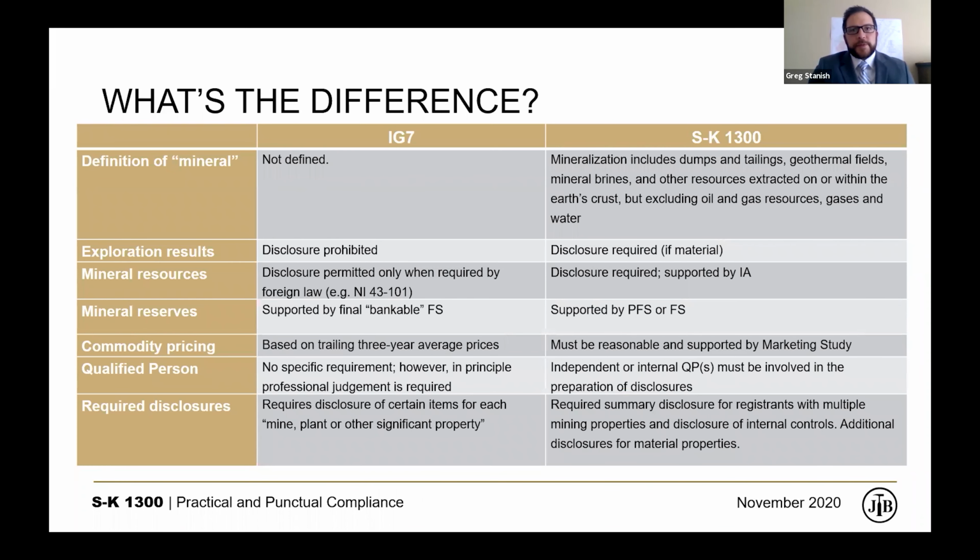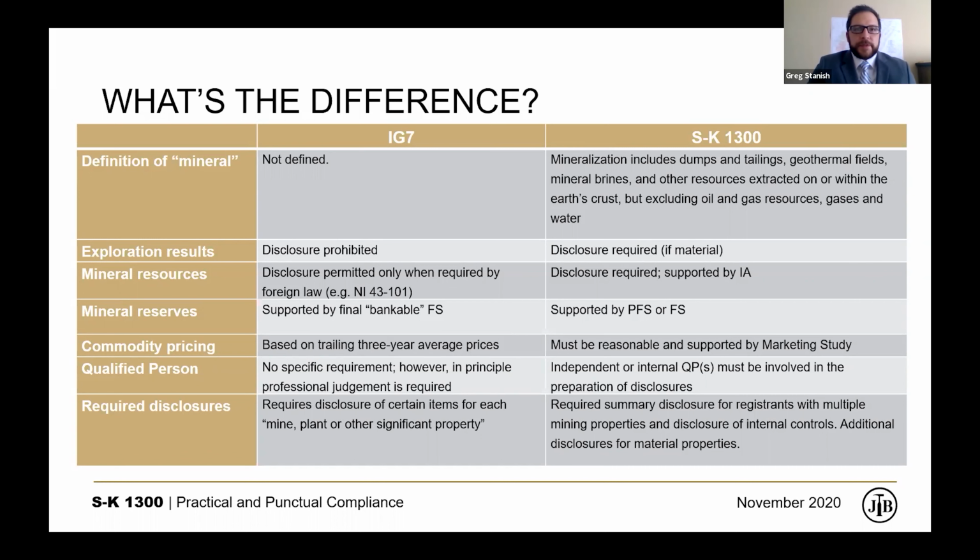What are some of the key differences between the previous Industry Guide 7 requirements and the new rules under SK 1300? To start, Industry Guide 7, or IG7, is simply a two-page document with a very short list of required disclosures and an even shorter list of definitions. Contrary to its name, it's rather vague and doesn't provide all that much guidance for reporting companies to follow. In comparison, SK 1300 is quite voluminous, expansive, and prescriptive regarding required information and supporting documentation.